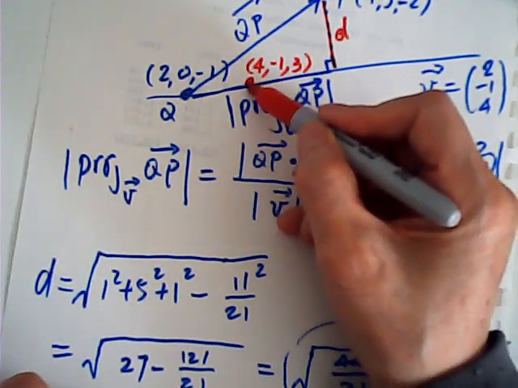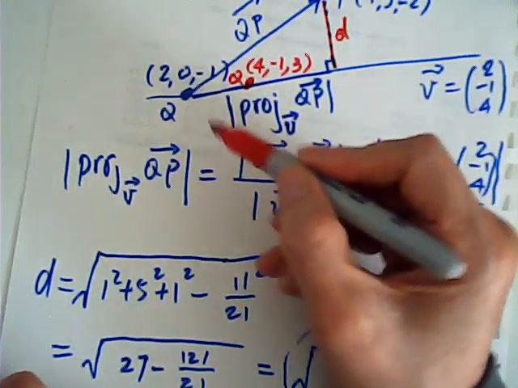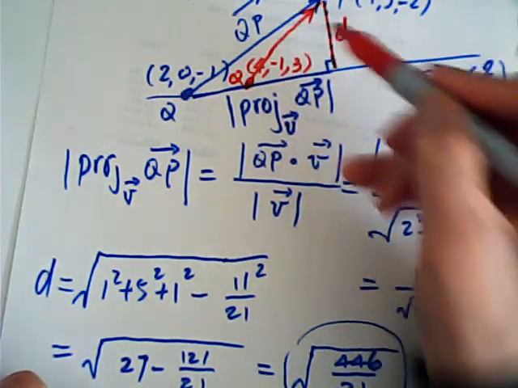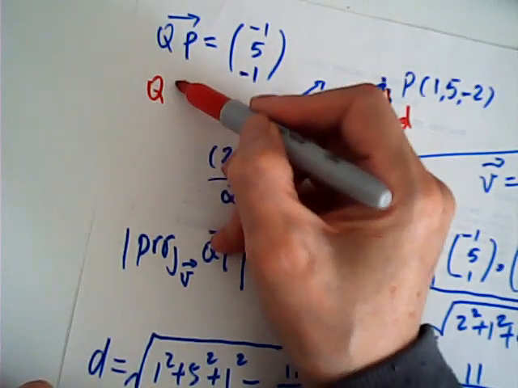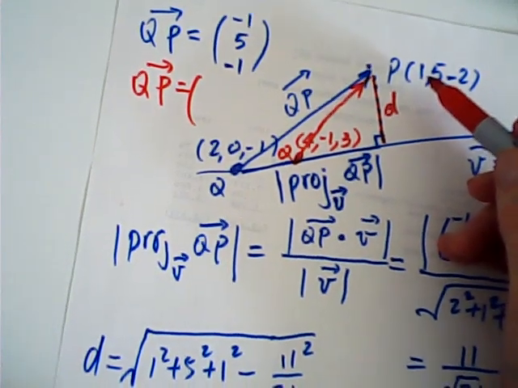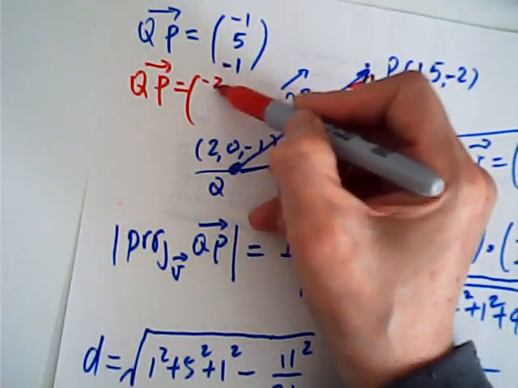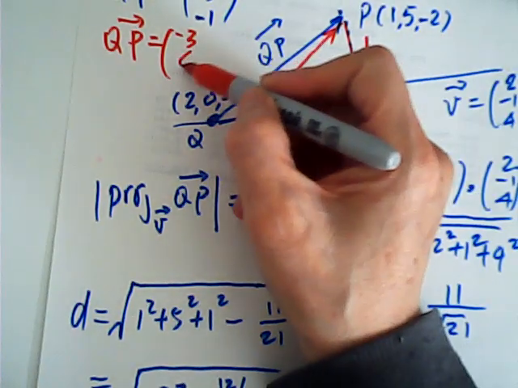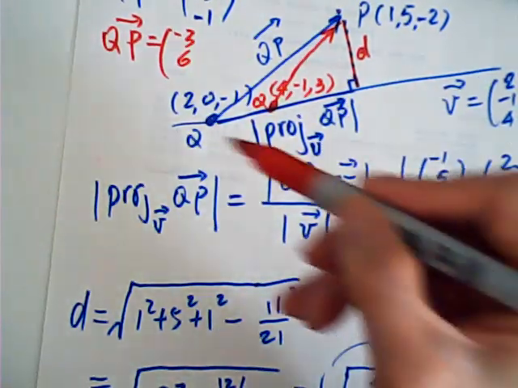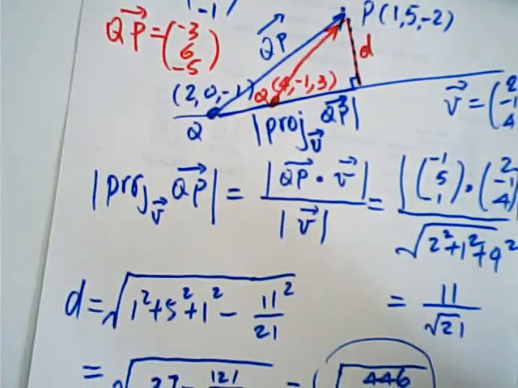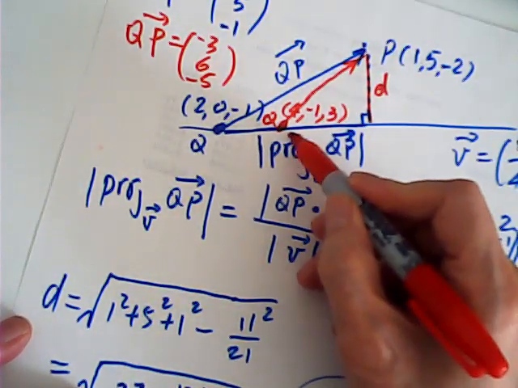Okay, so if we choose this as a Q, not this one, then we have a new QP, right? New QP is equal to 1 minus 4 in negative 3, and 5 minus 1 is 6. Minus 2 minus 3 is minus 5. So we get a new QP, right? Then the projection will be this.